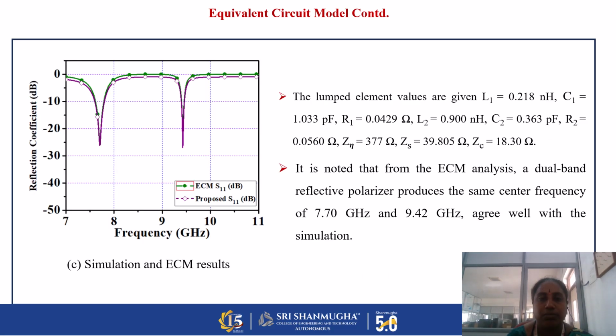Here we simulated this in AWR, and finally we got the same results as compared with the proposed FSS. This is the S11, the dual band frequency response. Here we attained 7.70 gigahertz and 9.42 gigahertz. So this is the simulation result of the ECM model.